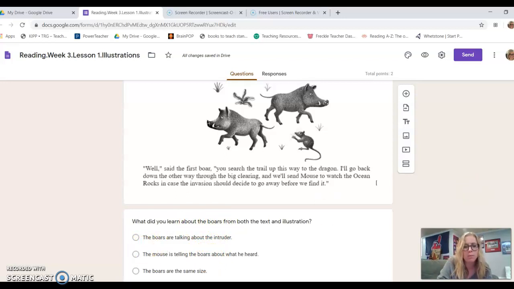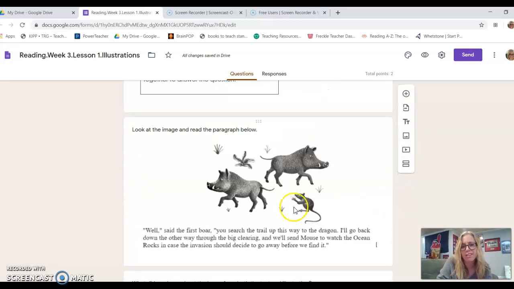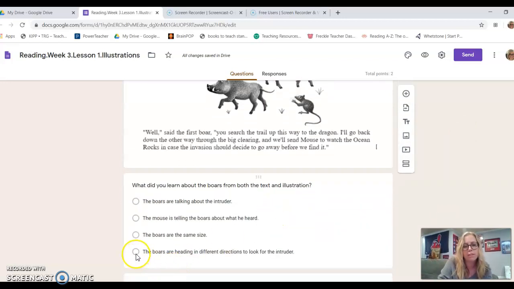The third one, the boars are the same size. They look like the same size, but I didn't read anything about them being the same size. And the last one, the boars are headed in different directions to look for the intruder. It says that one's going to the trail and one's going down the other way towards the big clearing. And I can tell in this illustration that they're going in two different directions. So this illustration helps me to understand that the boars are headed into two different directions to look for the intruder. So the answer would be the D, the last one.